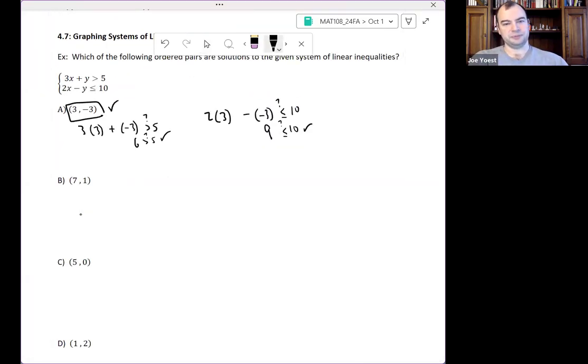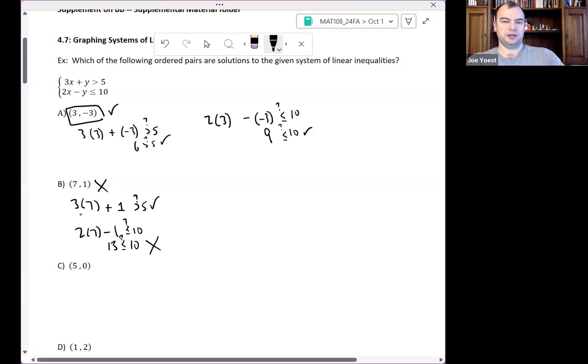What about 7 comma 1? We'll check the first inequality. Is it true that 3 times 7 plus 1 is bigger than 5? 21 plus 1 is 22, bigger than 5? Yes, it is. And is it true that 2 times 7 minus 1 is less than or equal to 10? Well, we have 14 minus 1 is 13. Is 13 less than or equal to 10? No, it's not. My second inequality is not satisfied. This does not represent a solution to the system of linear inequalities.